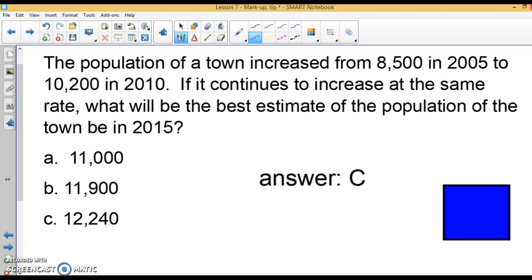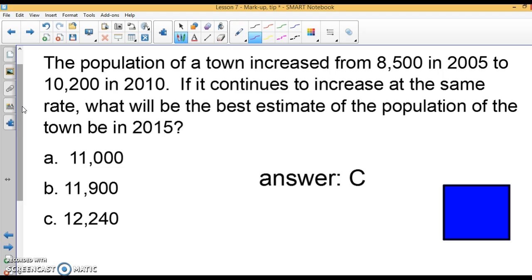Now, I think a lot of people tend to just find the difference between the two and then add that amount. If you do that, you end up with $1,700, and then if you add that, you end up with B. That is not the way you do it.